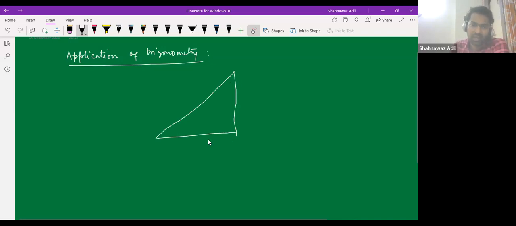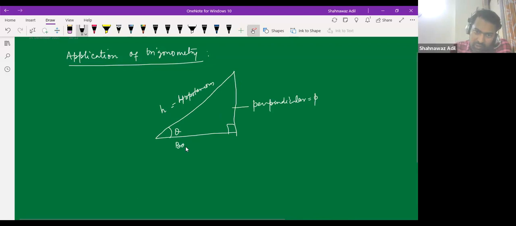And let's say this is theta, this is 90 degrees, so this is the hypotenuse, and let's call it H. This is the perpendicular, let's call it P, and this is the base.